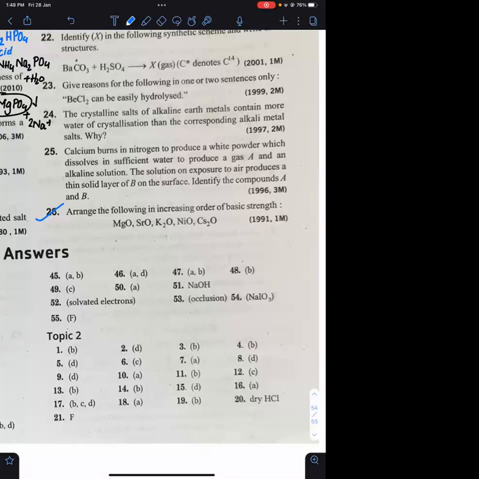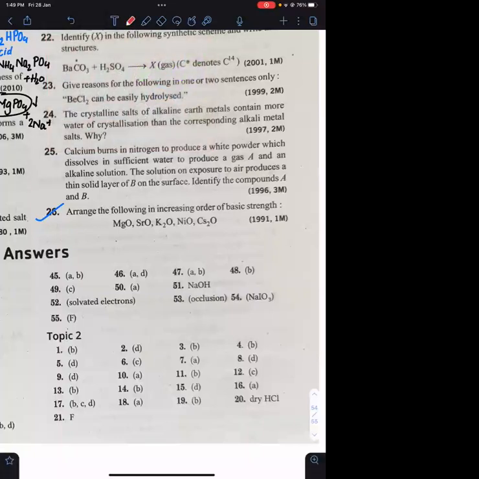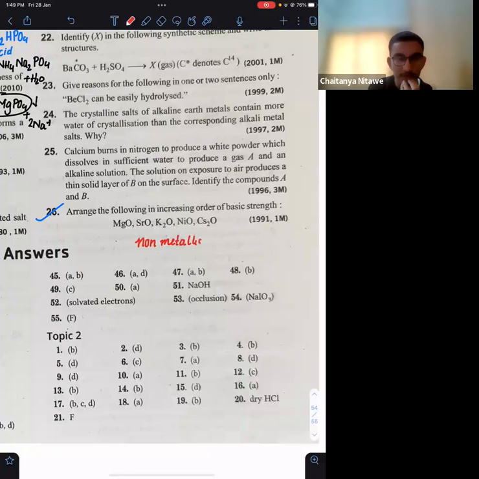Answer anyone? Answer please. What is the general information? Non-metallic oxides. H2O, K2O, SrO, MgO and NiO.